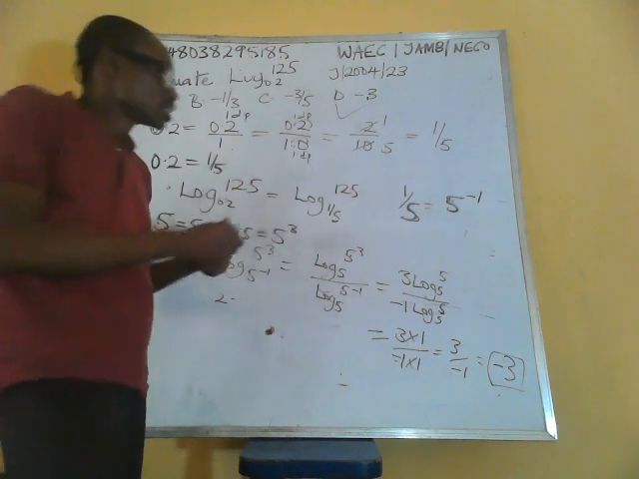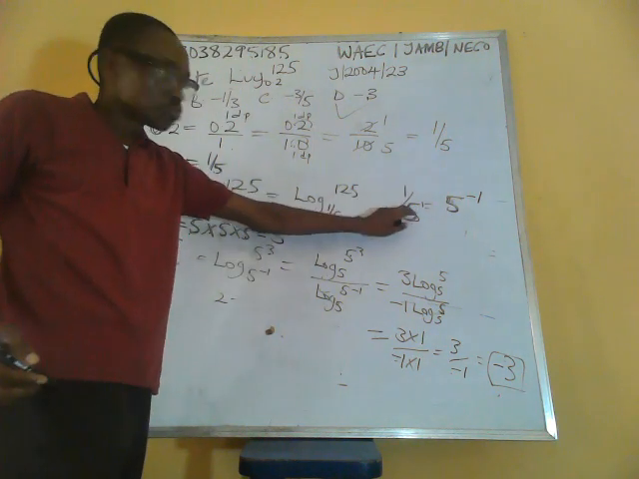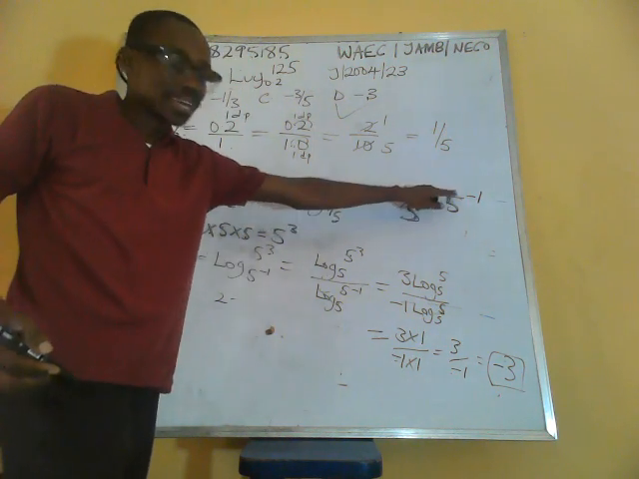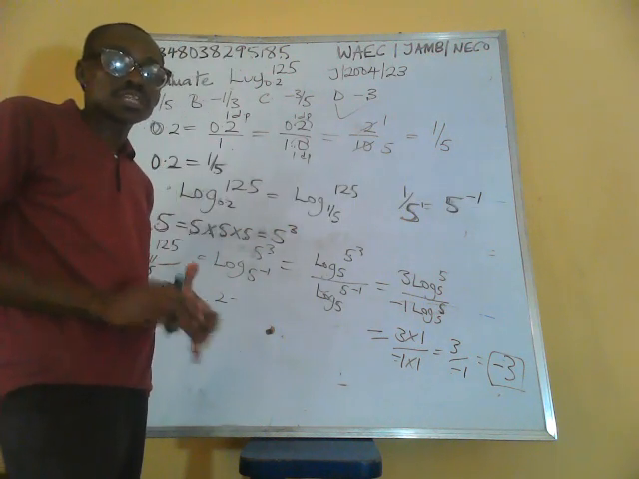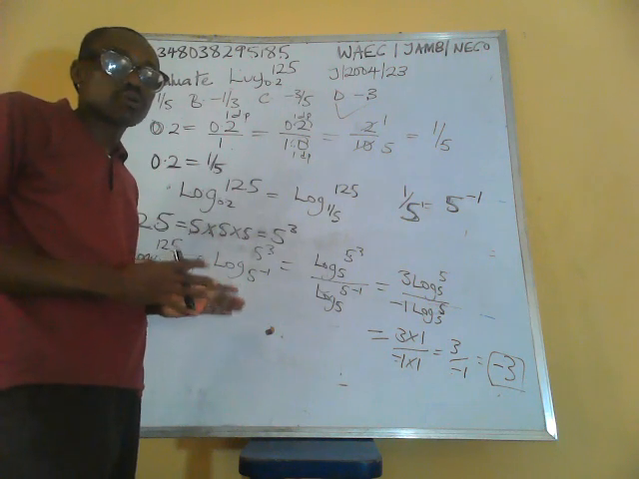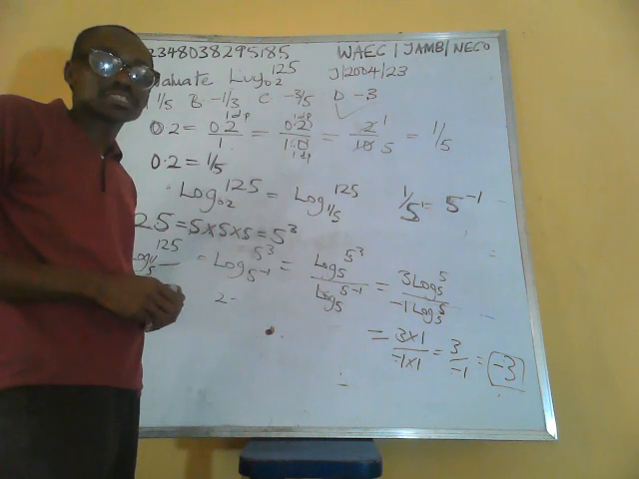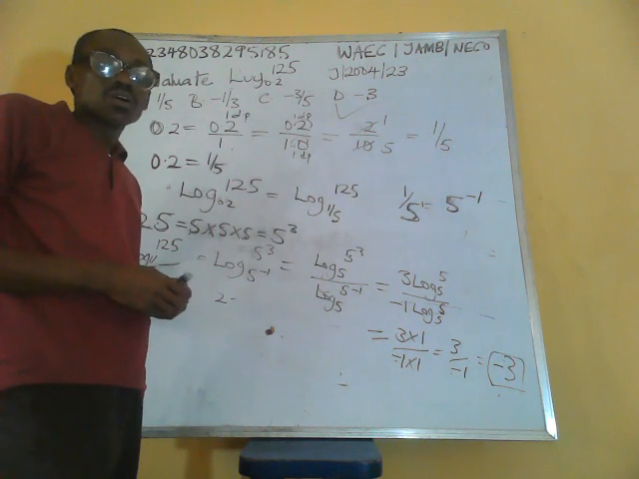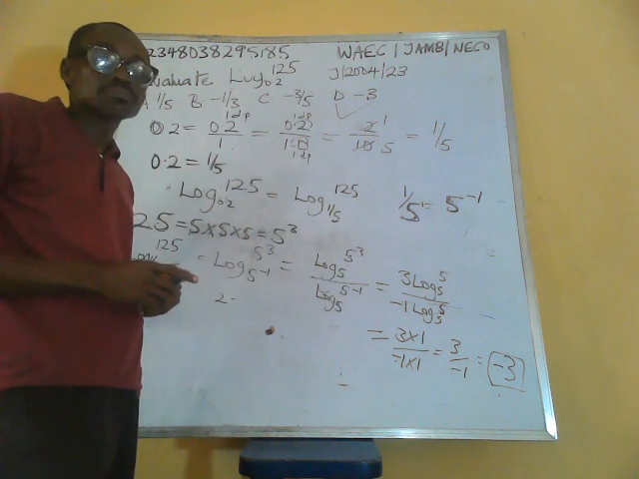This is 1 over 5 raised to power 1. This is 5 raised to power 1. So when you take it up, the power will become minus 1. This is the reciprocal law of indices. But in case you have any issue, any point where you have a problem, just drop your questions in the comment section. So this is just the solution to this problem.